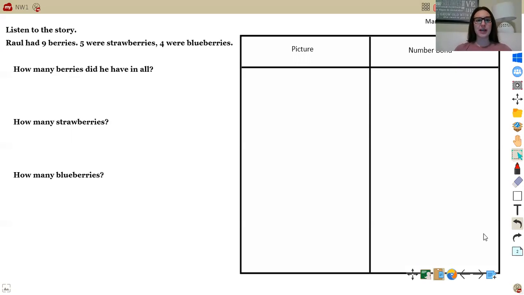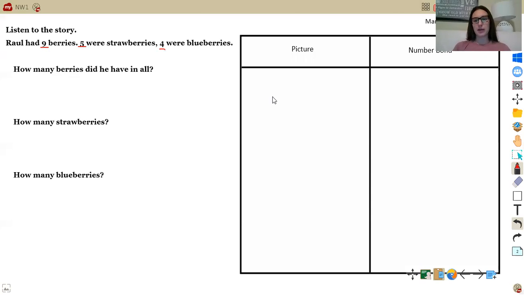Okay, so scholars, now that you have completed your work, we're going to do it together on my screen. First, I'm going to reread the problem to make sure I fully understand what is happening. Raul had 9 berries. 5 were strawberries, 4 were blueberries. So in my picture, I need to make sure that I draw a total of 9 berries, because it says Raul had 9 berries. And then I need to make sure 5 are strawberries and 4 are blueberries.